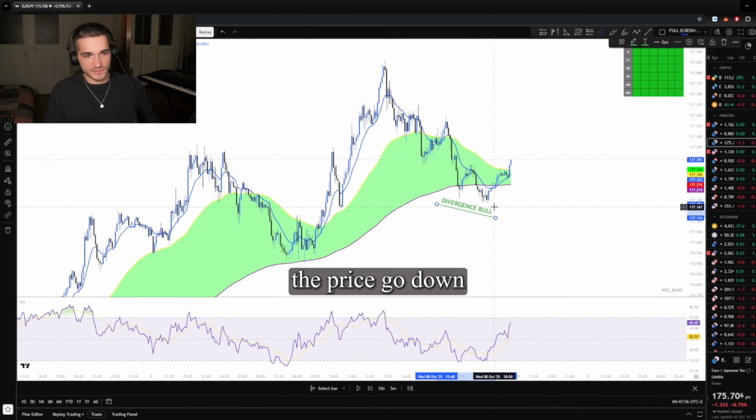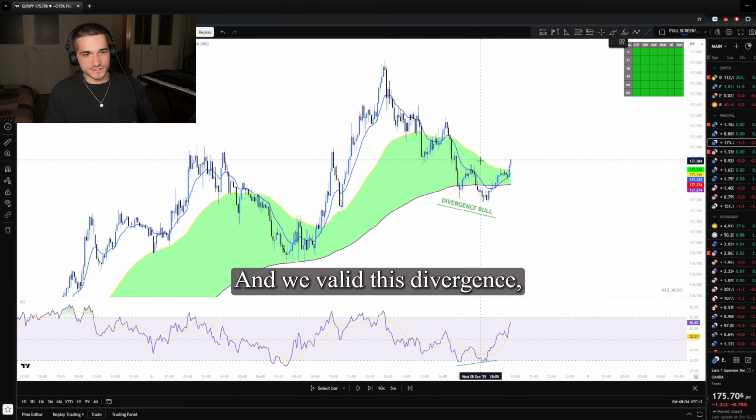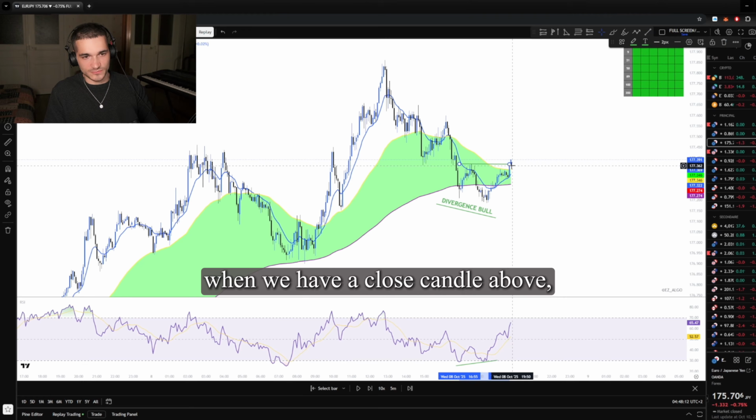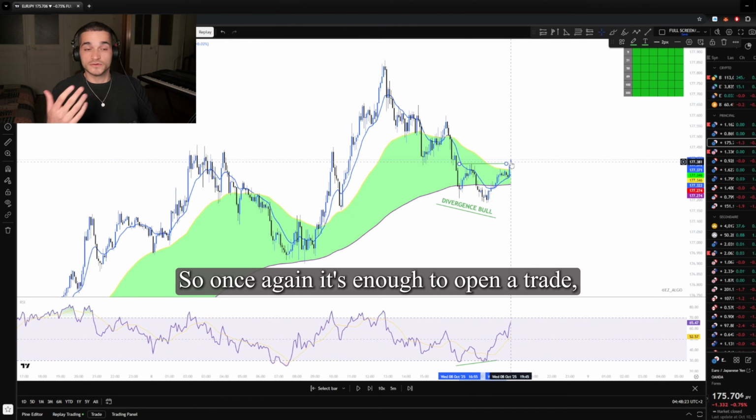The price goes down, but look at the RSI. The RSI goes up. And we validate this divergence when we break this time, because it's a bullish divergence, the higher point between the two. So in that case, when we have a candle close above this point, our divergence is valid. So once again, it's enough to open a trade.